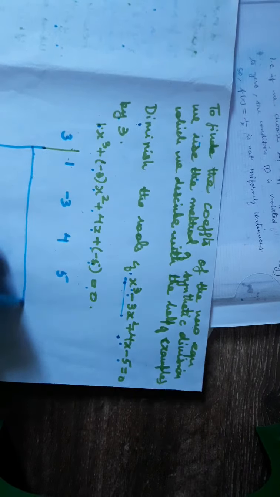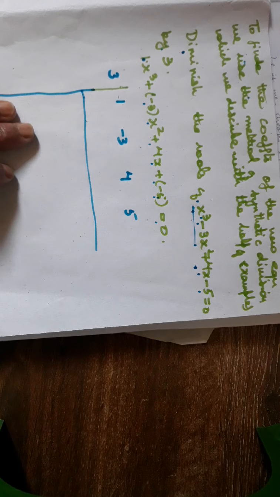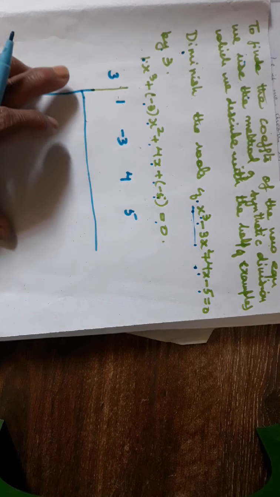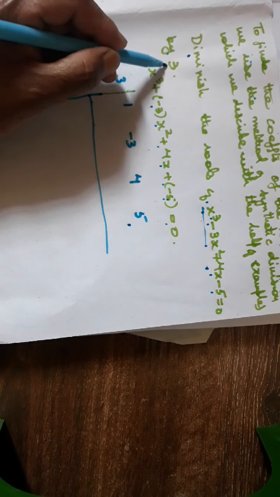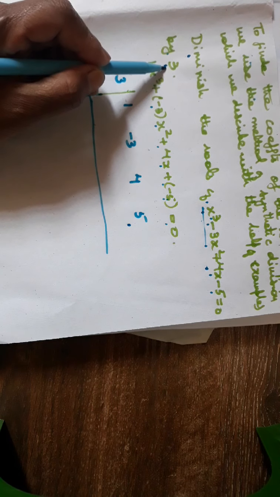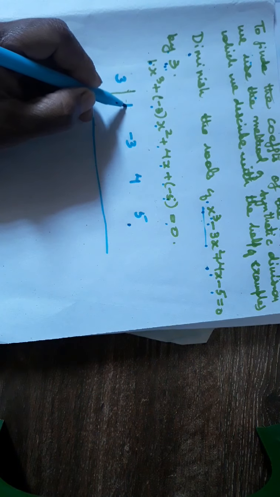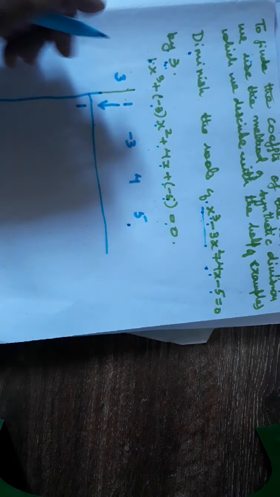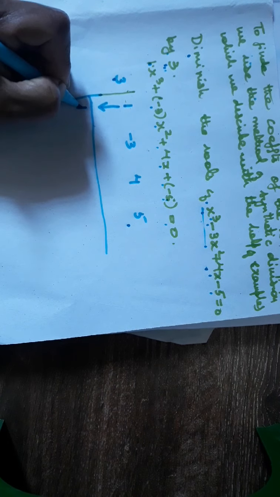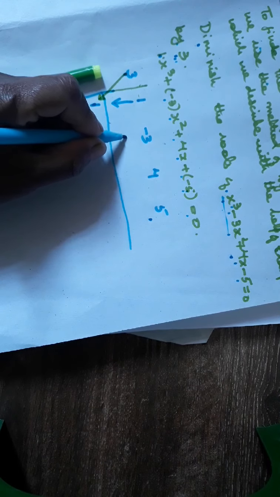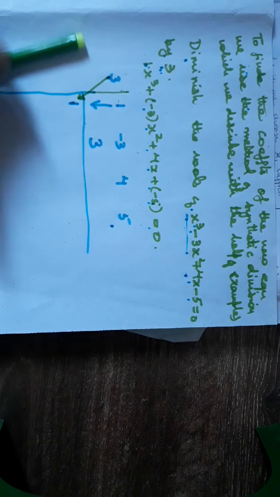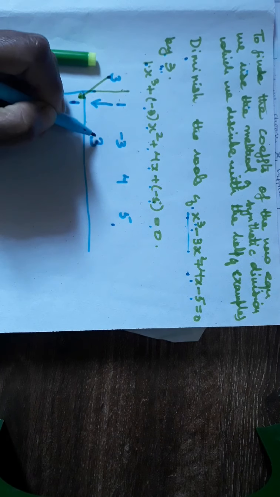So what is this method of synthetic division? Just pay attention so that it will be clear to you what this method is. First of all, you write down all the coefficients of this given polynomial and divide them by this 3, the root by which it is diminished. Now bring this 1 down here, and multiply it with 3. 3 into 1 gives you 3. So put that 3 here.